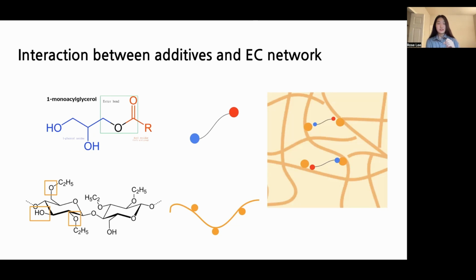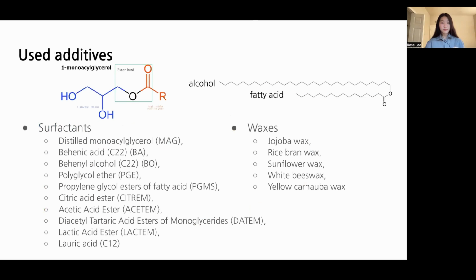So we are screening the types of additives so that we can take a closer look at them in future studies. Here is the list of additives that we've used. Most of them are surfactants, but we also use waxes. Surfactants are amphiphilic molecules that have both polar and non-polar regions. Waxes are esters of fatty alcohol and fatty acid.